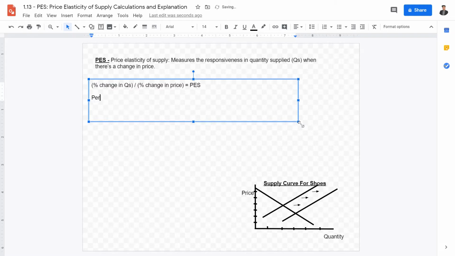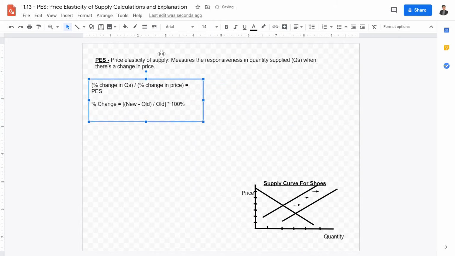Now, if you remember how to calculate percent change, do you remember how to calculate this? Percent change is calculated as new value minus old value, divided by the old value, multiplied by 100%. So this is percentage change, and that is how you calculate the PES value. These are the two major equations you really need to master and know.